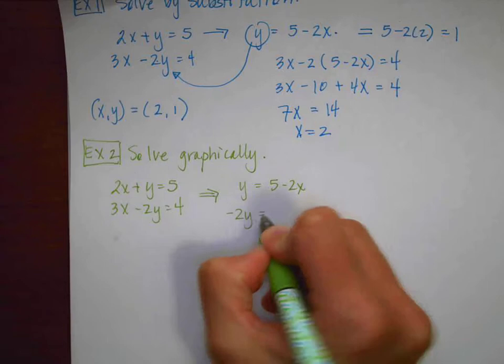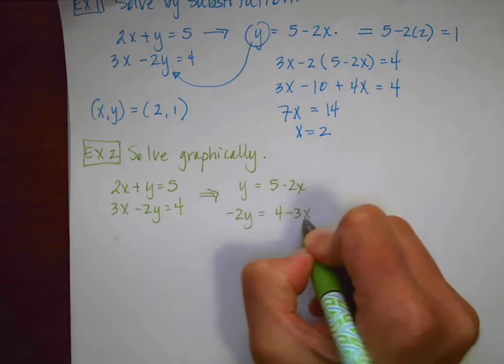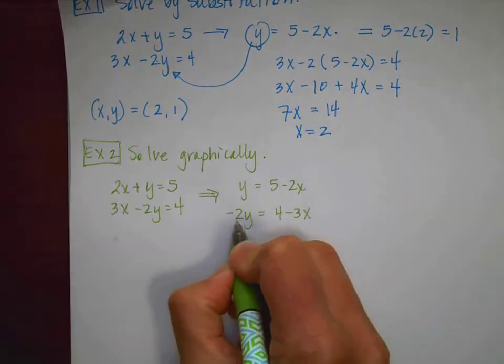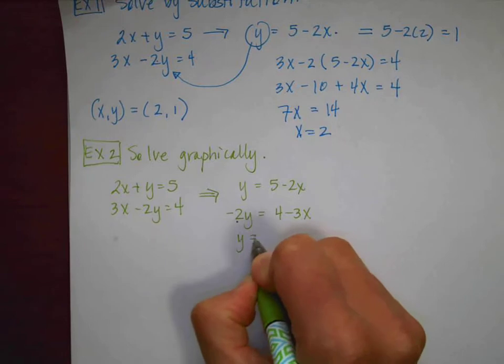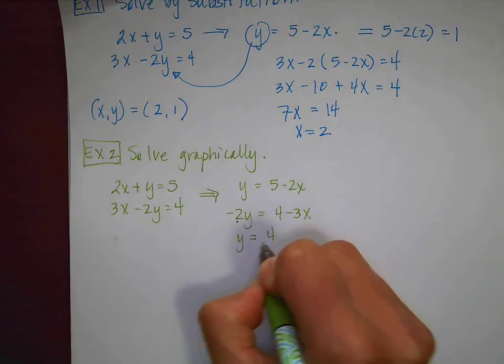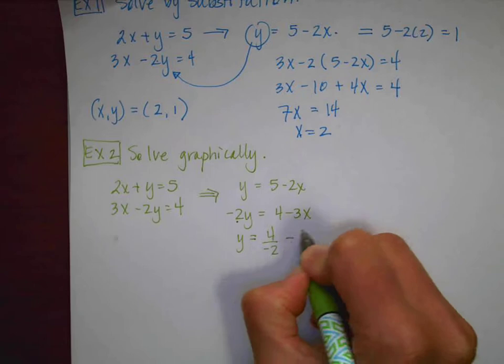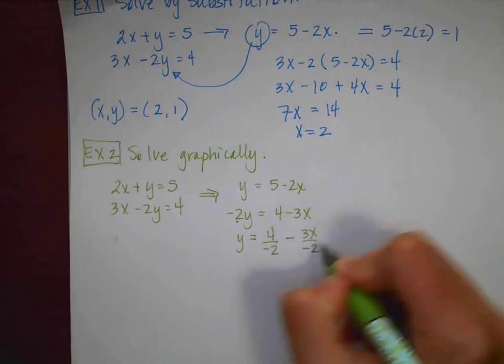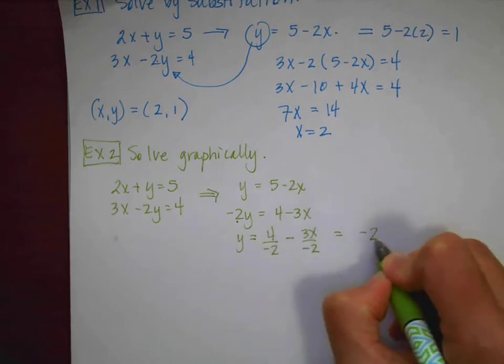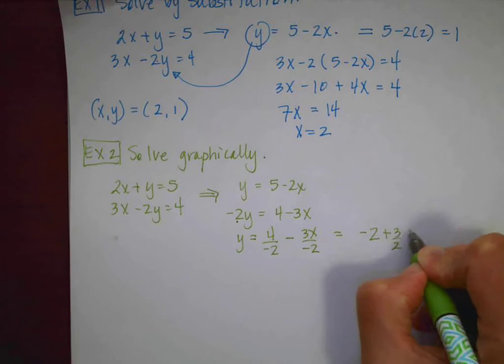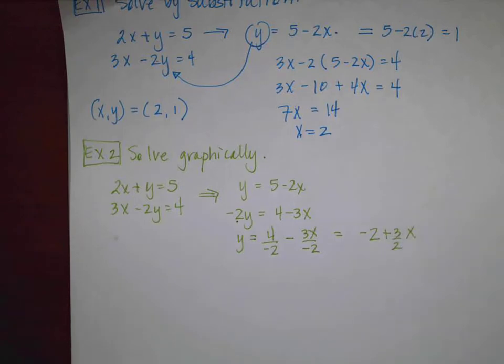In this one, I get negative 2y is 4 minus 3x. Divide both sides by negative 2, and I get y is 4 divided by negative 2, and then minus 3x divided by negative 2, which is negative 2 plus 3/2 x.